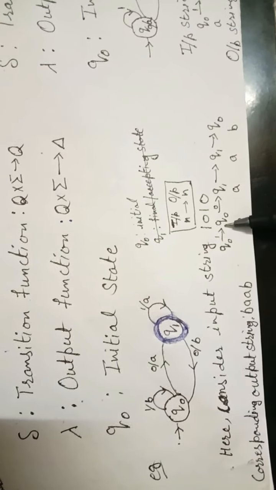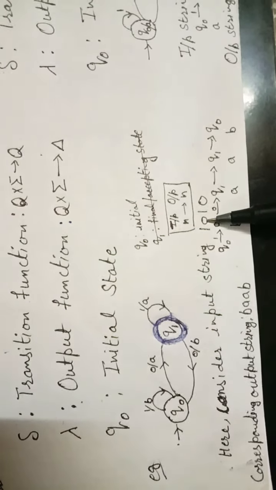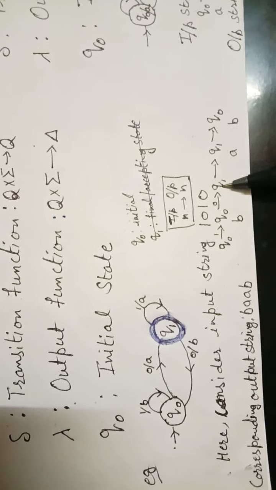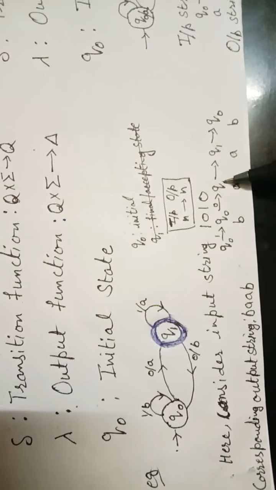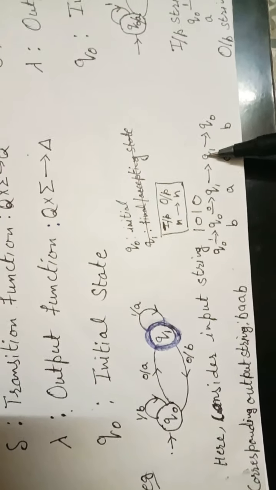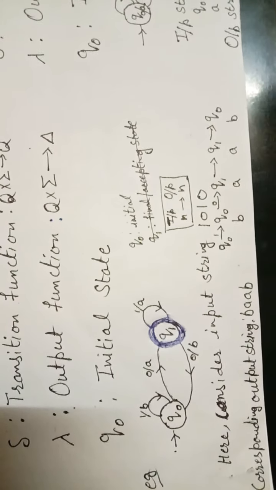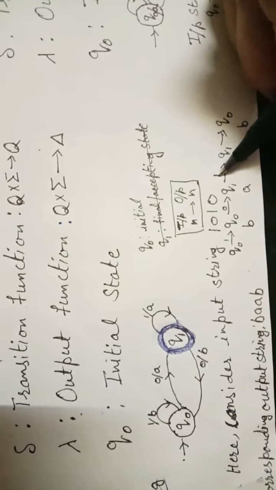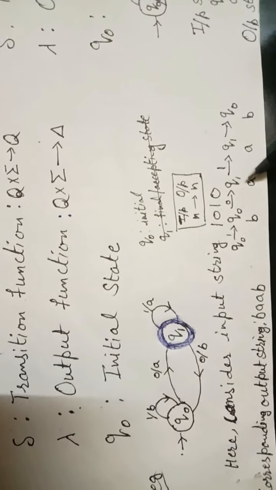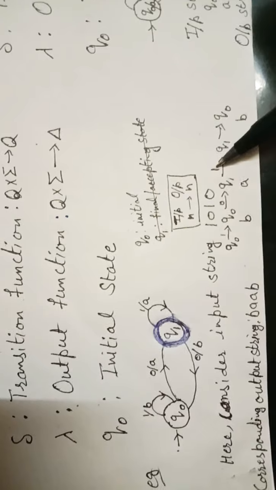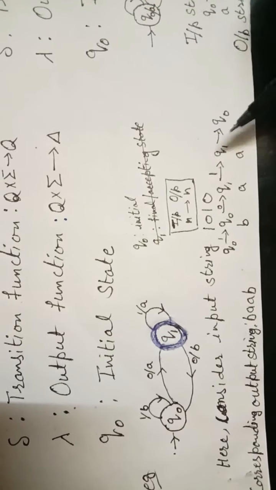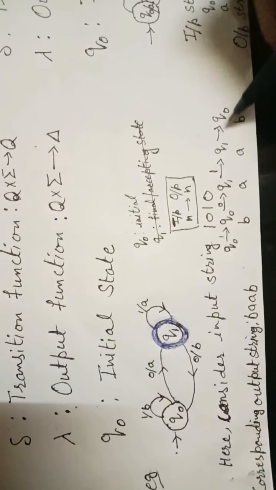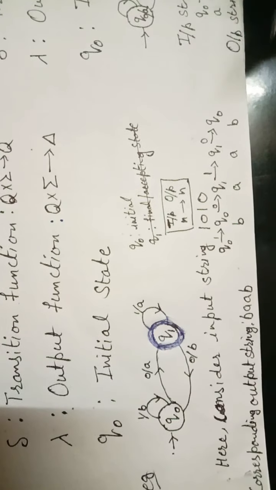Next, now we are at Q naught. Now when the input is 0, Q naught moves to Q1. So here we write, next, getting 0 as input, Q naught to Q1, and Q1, and this next input is 1. So Q1 getting input 1, Q1 moves to Q1. So here I write Q1, and when the input is 0, Q1 moves to Q naught, right?